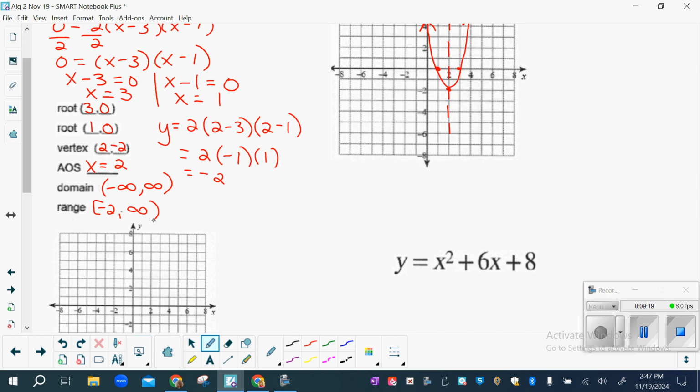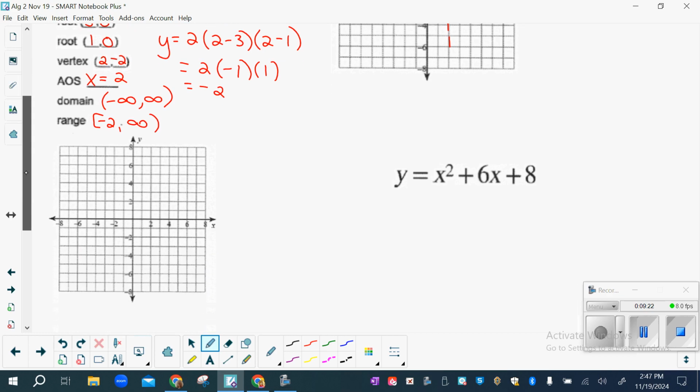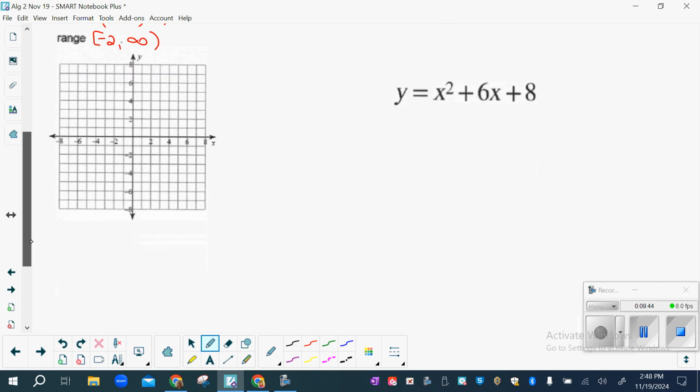On this last problem, the format is a little different, isn't it? So what can we do? It's in standard form. That's right. If you wanted to do what we did when it was in standard form, you can do that. Or we could get it in factored form. What would we do to get it in factored form? Make the x. There are 3 terms there, it's a trinomial. What multiplies to 8 and adds to 6? 4 and 2. So y equals x plus 4 times x plus 2.